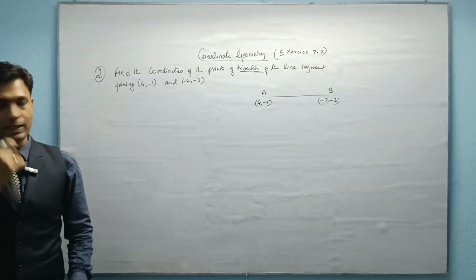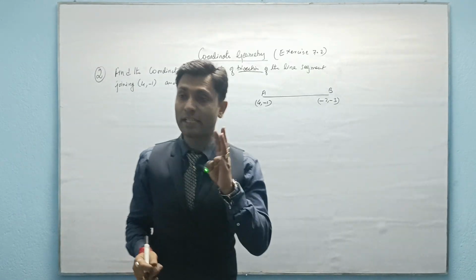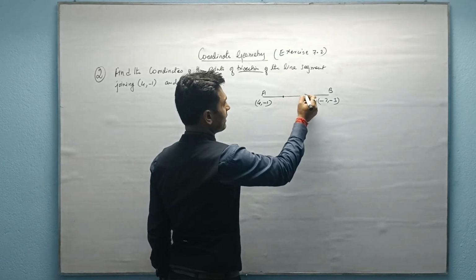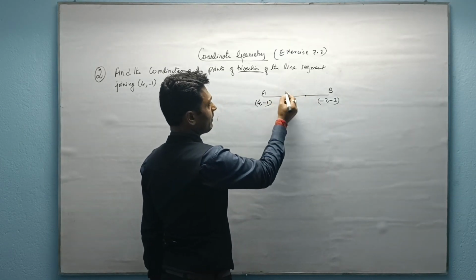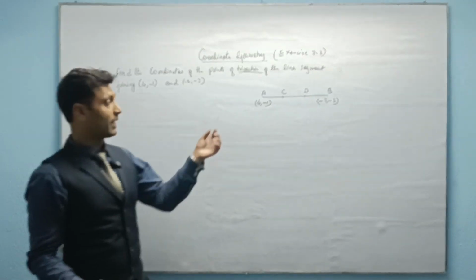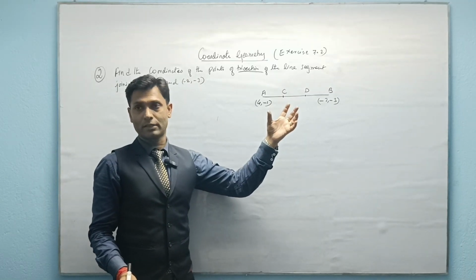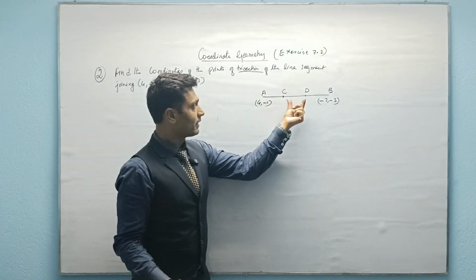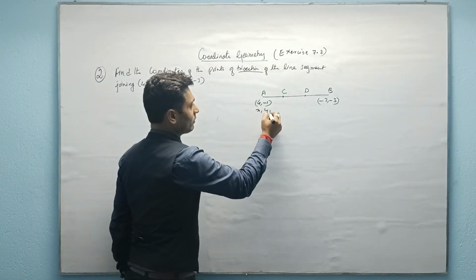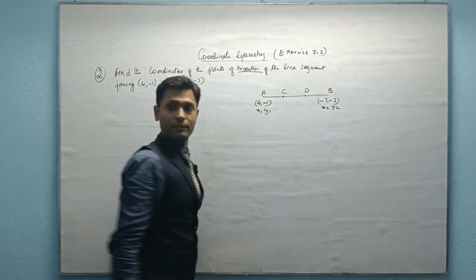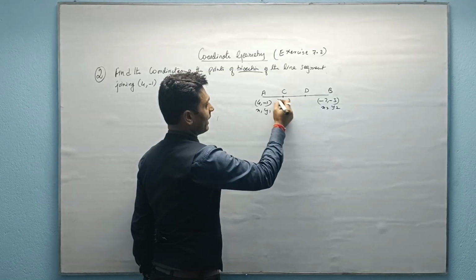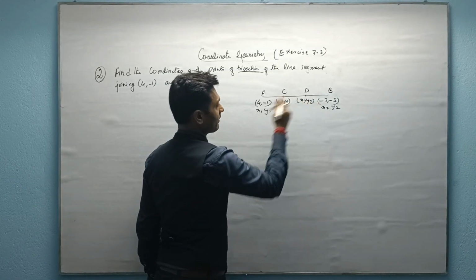Now this line segment AB is divided into 3 equal parts. Let us say this line segment is divided by the points C and D into three equal parts. The equal parts are AC, CD and DB. So we'll mark this as x1, y1, this is x2, y2. And now the coordinates of this one, I'll mark it as x, y, and this is x3, y3.